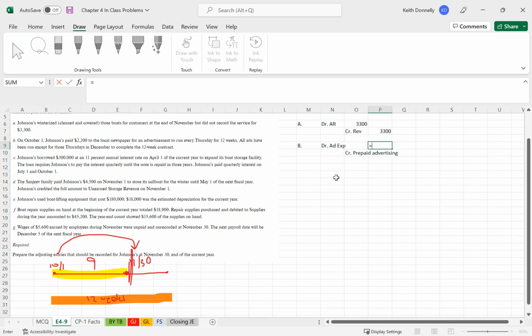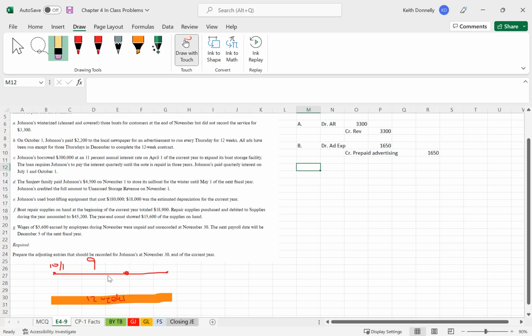And the amount in this case would be the $2,200 we paid times the 9 out of 12 weeks that we've run the ads until this point in time. We've got to accrue for that yellow period. So that's going to be $1,650. Okay? You might want to pause it and look at it there. I'm going to delete that now. Okay, continuing.